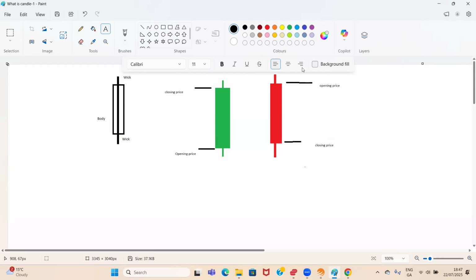Now, what is wick? So we know now what is the solid part, right? It is the price movement. But wick is also a price movement. But why is the wick being created? Why is it not a complete solid, right? You may ask that question. So why are the wicks created? For that, you have to understand what is happening in the market.